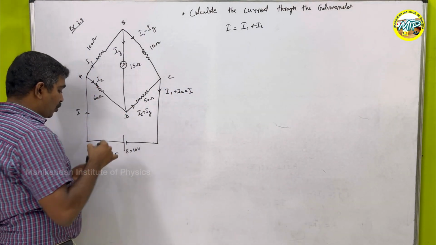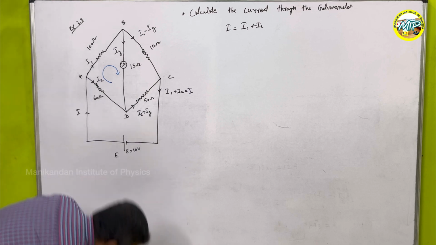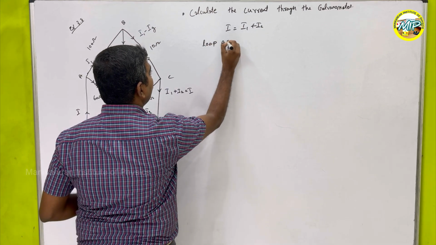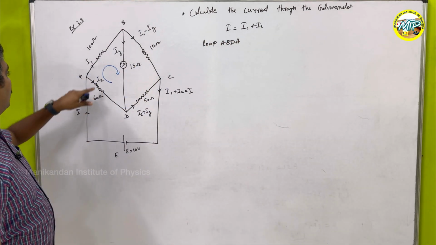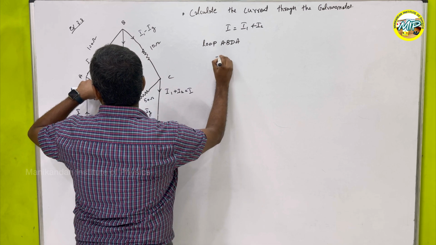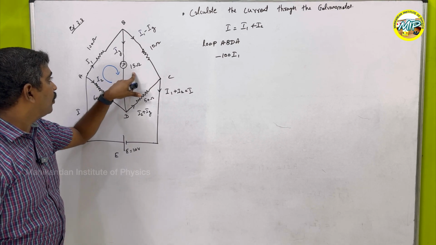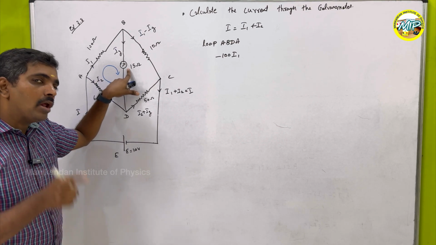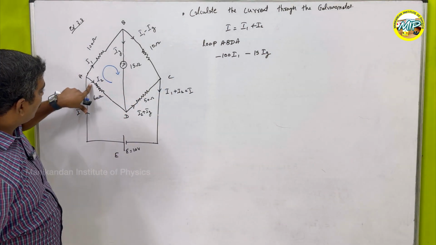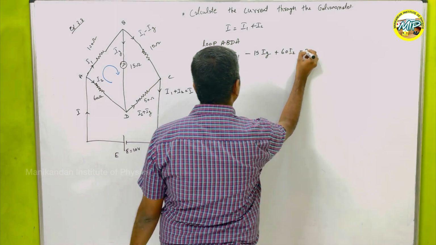First, I am going to start with the loop ABDA. For loop ABDA, the current is in the same direction as the loop, so I can simply write minus 100 I1. The resistance of the galvanometer is given as 15 ohm, and the current through the galvanometer is Ig. Then the potential drop across the galvanometer I can simply write as minus 15 Ig. Here the current is in the opposite direction of the loop, so I can simply take it as plus 60 I2 equal to 0.